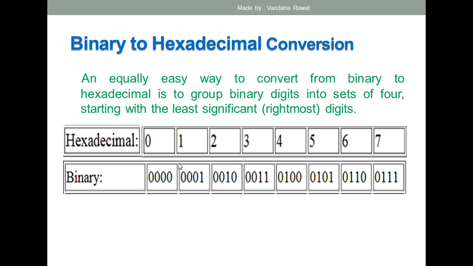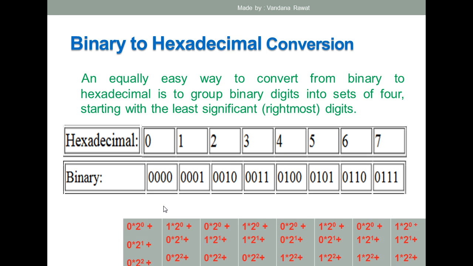If I check the binary representation of these hexadecimal numbers, the binary equivalents are like this. The binary equivalent of 0 is four 0s, the binary equivalent of 1 is 0001, the binary equivalent of 2 is 0010, the binary equivalent of 7 is 0111. If you want to check whether the binary representations are correct or not, you can apply the same procedure.